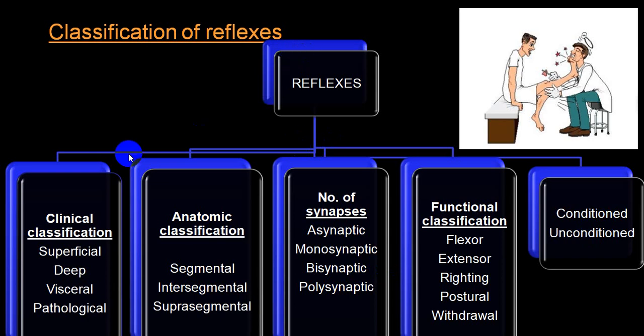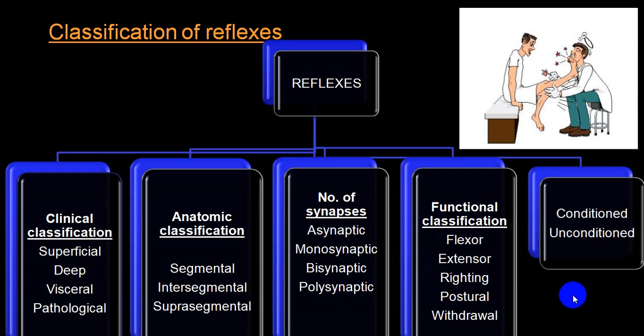So we can divide the reflexes into superficial reflex, deep reflex, visceral reflex, and pathological reflex. Anatomically: segmental, intersegmental, and suprasegmental. According to the number of synapses: asynaptic, monosynaptic, bisynaptic, and polysynaptic. And depending upon the response: flexor, extensor, writing reflex, postural reflex, withdrawal reflex. And there is one more, called conditioned and unconditioned reflexes.